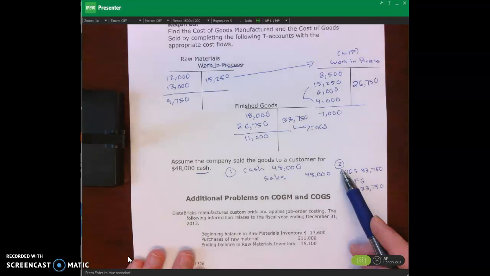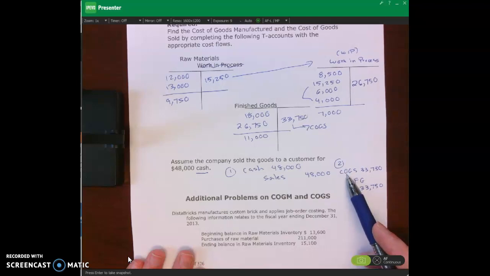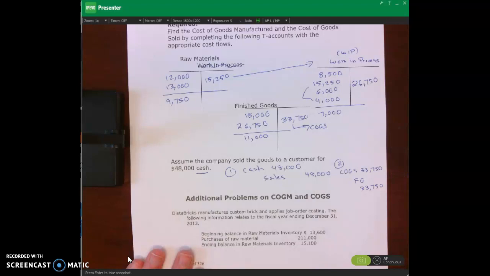The second journal entry to record our cost of goods sold is we debit cost of goods sold. Why do we debit cost of goods sold? It's because cost of goods sold is an expense. It's an expense on the income statement. So the way to recognize that an expense is going up is to debit the expense. So we debit cost of goods sold.